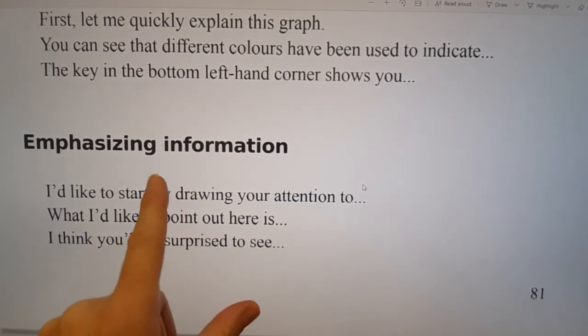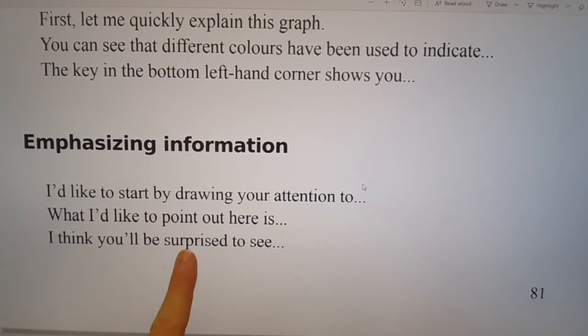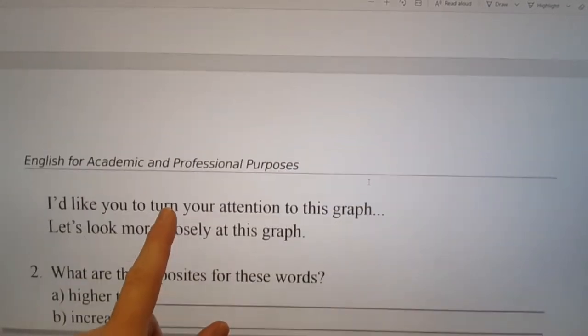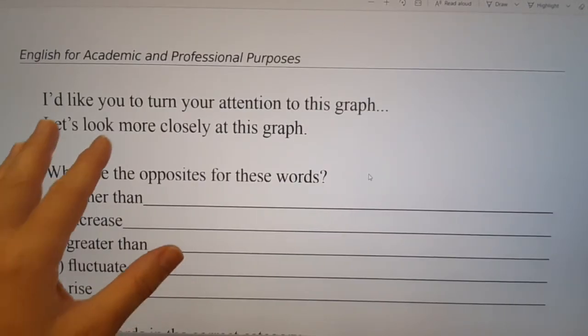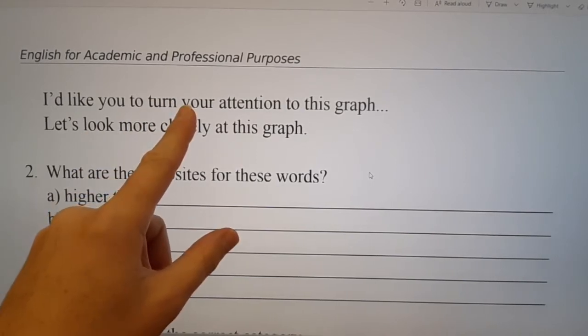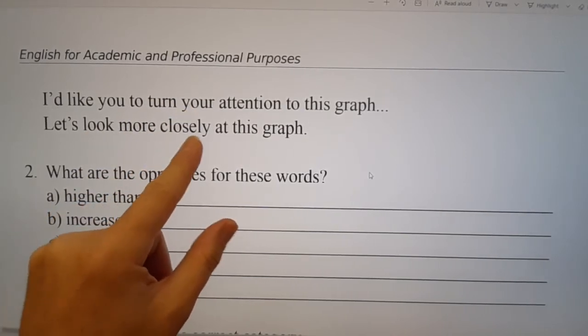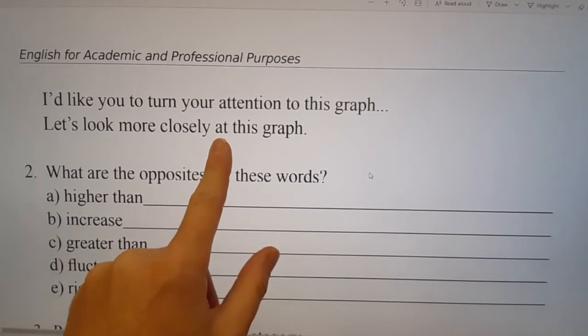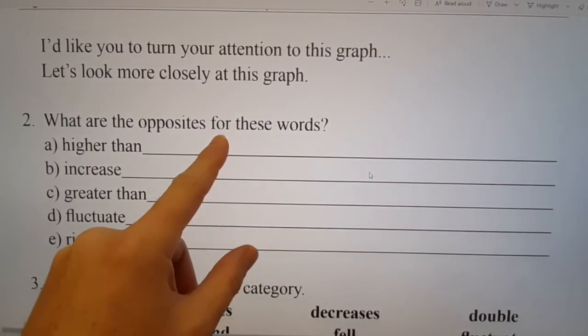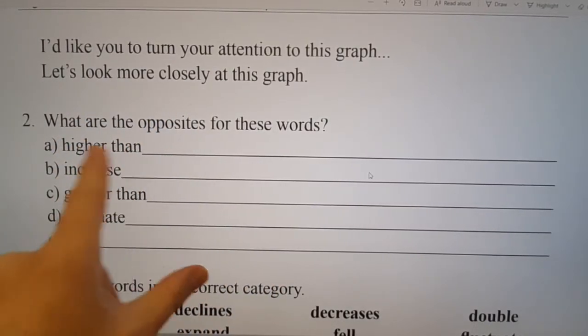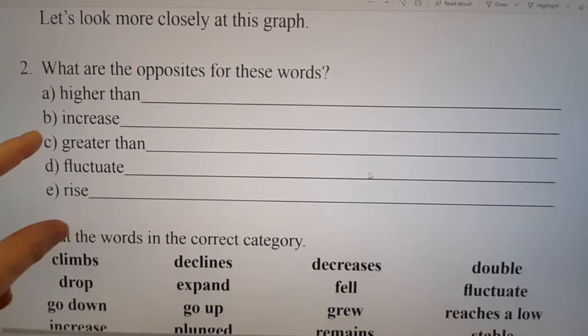And of course, this is emphasis, so I think you'll be surprised to see, okay? All right, podľa mňa budete prekvapení vidieť, okay, že vám ukážem toto, okay? All right then. I'd like you to turn your attention to this graph and let's look more closely at this graph, okay?